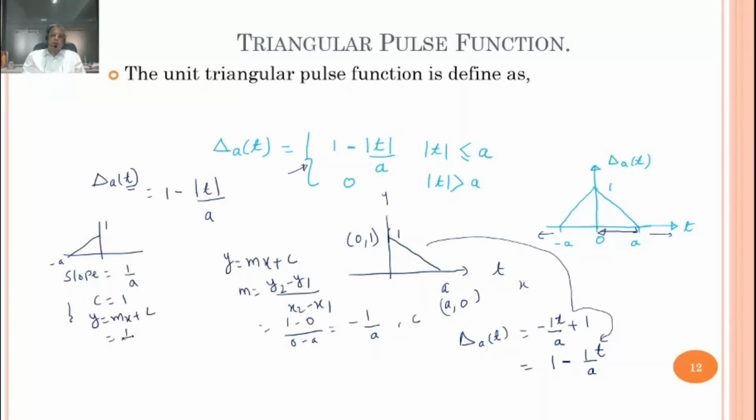M is 1 by a. Here x value is t, and c is plus 1. Means this is 1 plus 1 by a t. Means if you substitute this negative value t, this minus minus becomes plus 1. Means this is for the negative value of this t, the equation of this triangular wave, and this is for the positive value of this t.